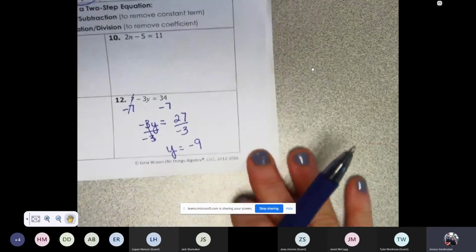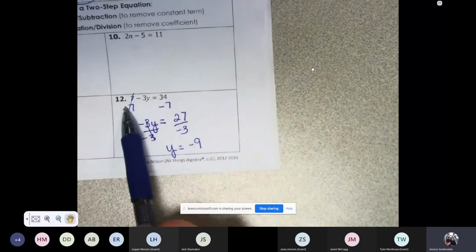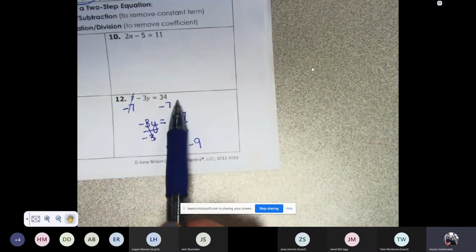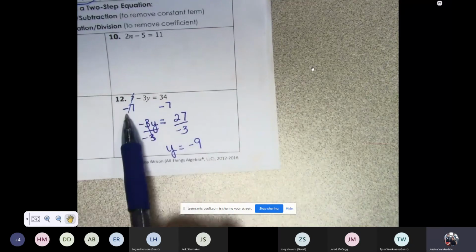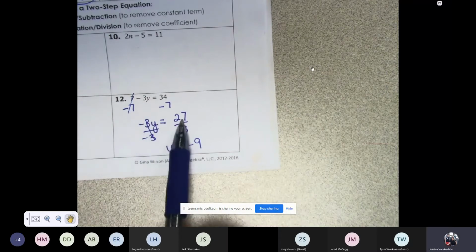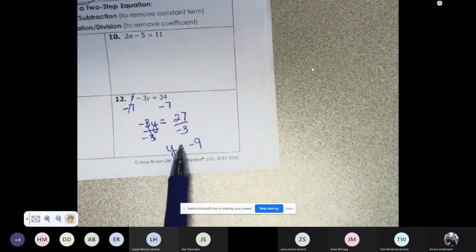Here's 12. So we subtracted 7 first because 7 is out here by itself and it's positive. So it's -7 from both sides. So that's going to eliminate this. And then you bring down your -3y. 34 minus 7 is 27. So you divide by the coefficient, -3, y equals -9.